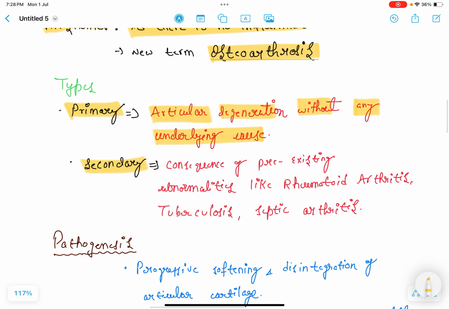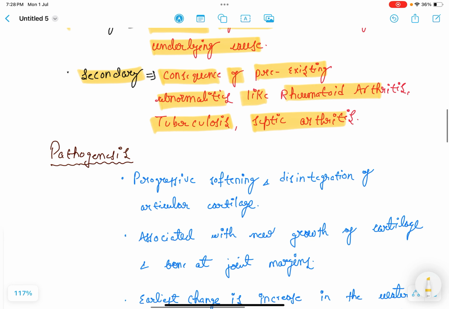In secondary, it is a consequence of pre-existing abnormalities like rheumatoid arthritis, tuberculosis, or septic arthritis. Means in this we can say there is a pre-existing abnormality and therefore the patient is suffering with osteoarthritis.